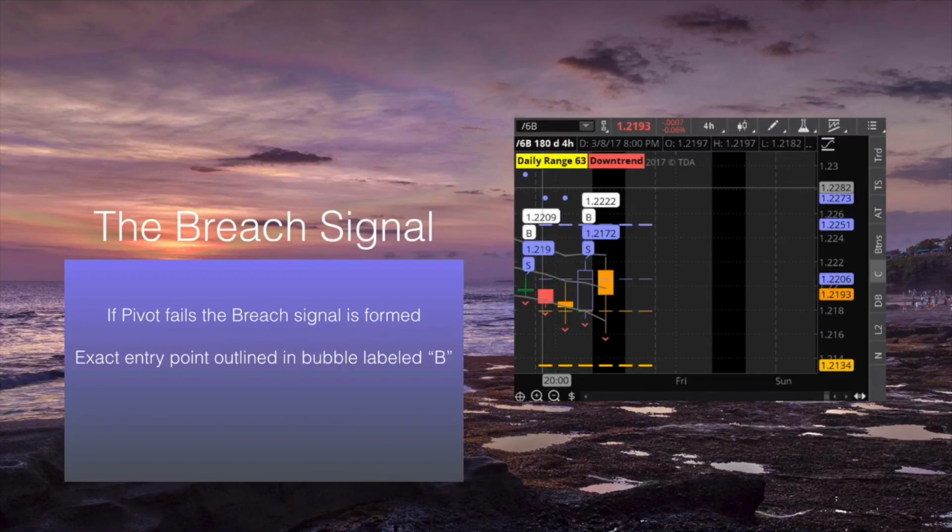So in this case, what we're looking at is a breach signal on a pivot short. So the breach trade would be a long trade, and the way you figure that out is you see the bubble with the letter B in it, which is a white bubble, and then you see the exact entry long, 1.2222, where you go long. So the high of this 4-hour bar is higher than the previous pivot bar, and that's where you would go long. That's what a breach is all about.